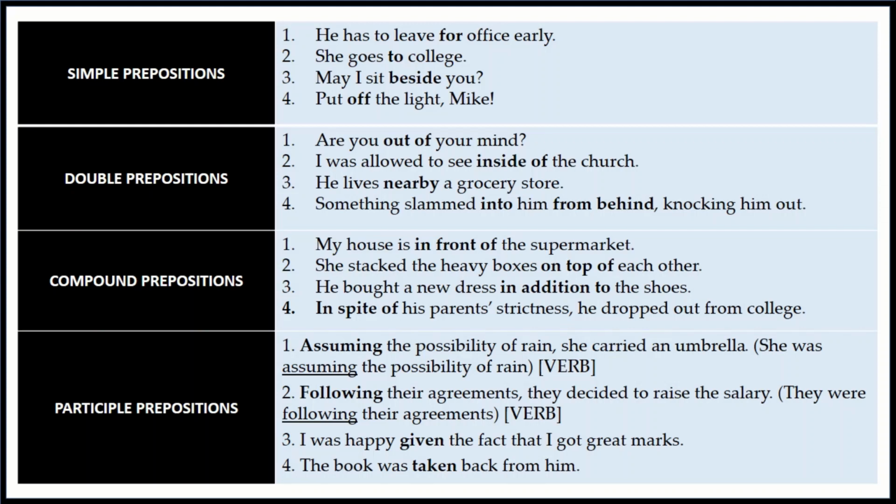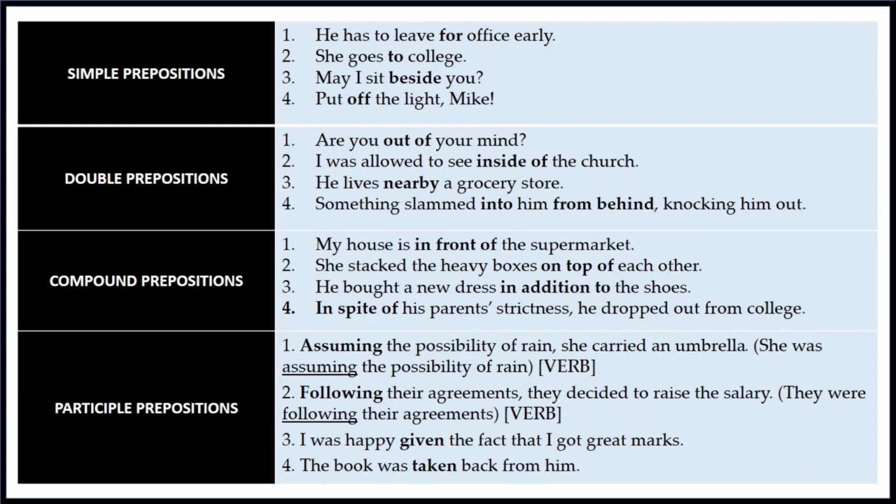Double prepositions, are you out of your mind? Two prepositions. Out, it's also a simple preposition. Off, it is also a simple preposition. Joined together forms one unit, so-called double preposition.